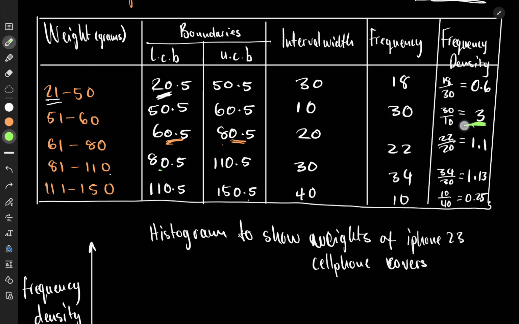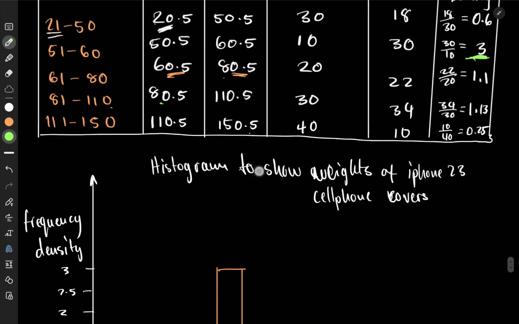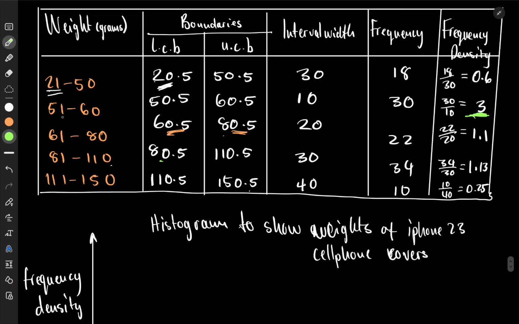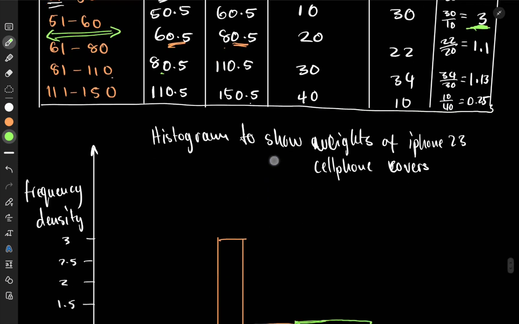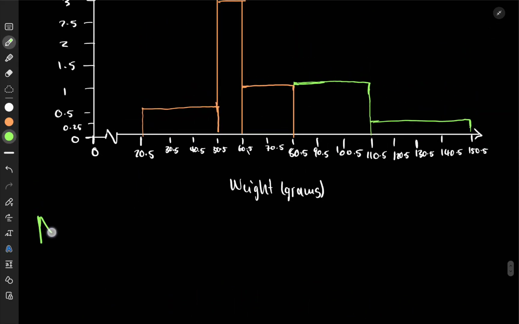You can see our highest frequency density is 3, which means the highest height is 3, and we can be able to see that it is 51 to 60. So we can come and take this one, and that'll be our model class. So we can then say the model class is 51 to 60. That is the model class.